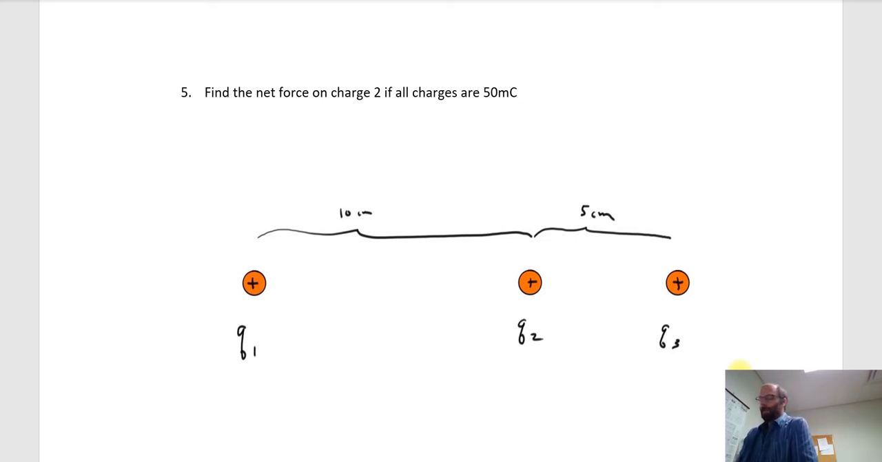I'm making this to help you out with numbers 5 and 6 in your Unit 1 homework. So let's see what we're looking at here. Find the net force on charge 2 if all charges are 50 millicoulomb. And again, milli means 10 to the minus third.